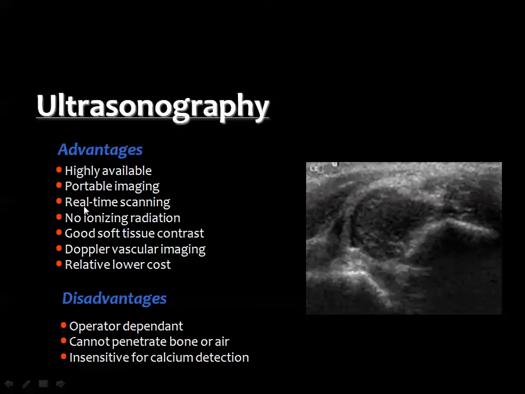And it also provides real-time scanning, and you see what you are looking for. And more, there are no radiation hazards, and there is good soft tissue contrast resolution. This is an ultrasound of the hip, which is one of the modalities commonly used for evaluation of congenital hip dislocation. Also, with ultrasound, you push the button, then you have the Doppler facility to see the vessels. And if you compare the cost of ultrasound against CT and MRI, it is of course relatively lower.